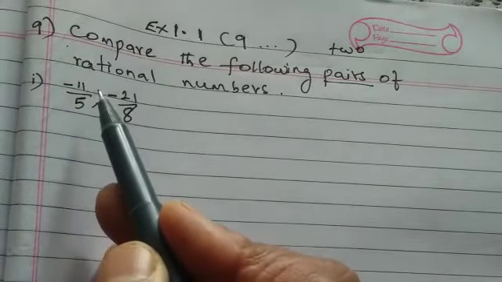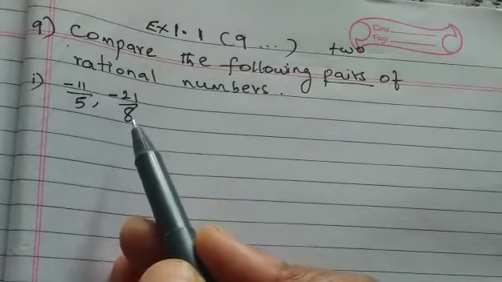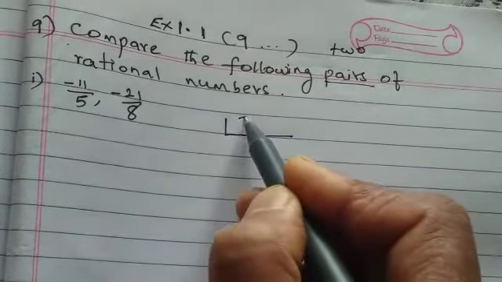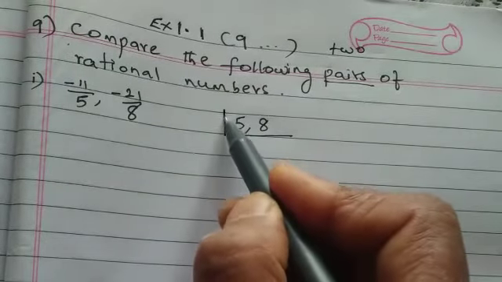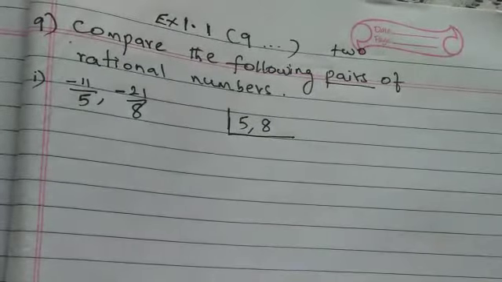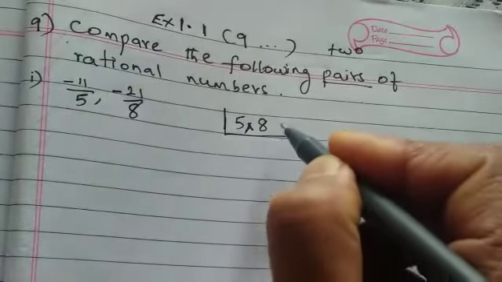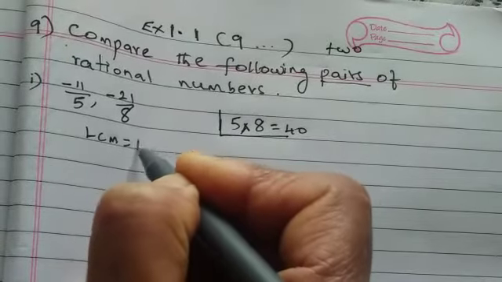So first one is minus 11 by 5 and the second one is minus 21 by 8. To compare the rational numbers, the denominators must be same. If they are different, we have to find LCM and make them same. So take the denominators 5 and 8. Now we should divide 5 and 8 both by the same number. 5 and 8, they don't have a common factor. So what do we do? We multiply them to find LCM. 5 8s are 40. So LCM is 40.